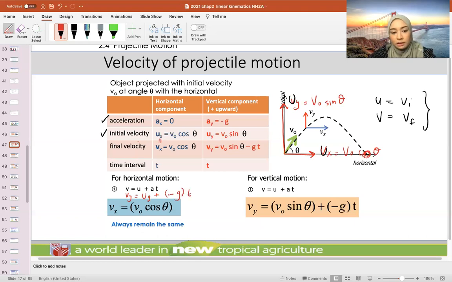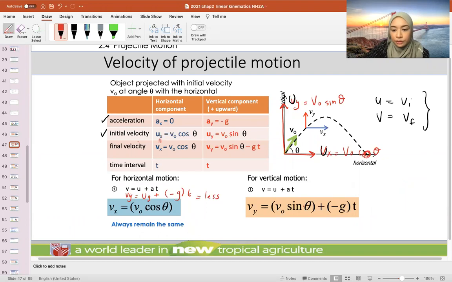Okay, so you would get something that changes. It becomes less. Your Uy is some value minus acceleration times time, so you get something less from the initial. And the time interval is a scalar quantity, so there's no x and y component. It's just t. Time is a scalar quantity. Ada orang pernah tanya saya kenapa t tak ada ty dengan tx. Memang tak ada. It's a scalar quantity.